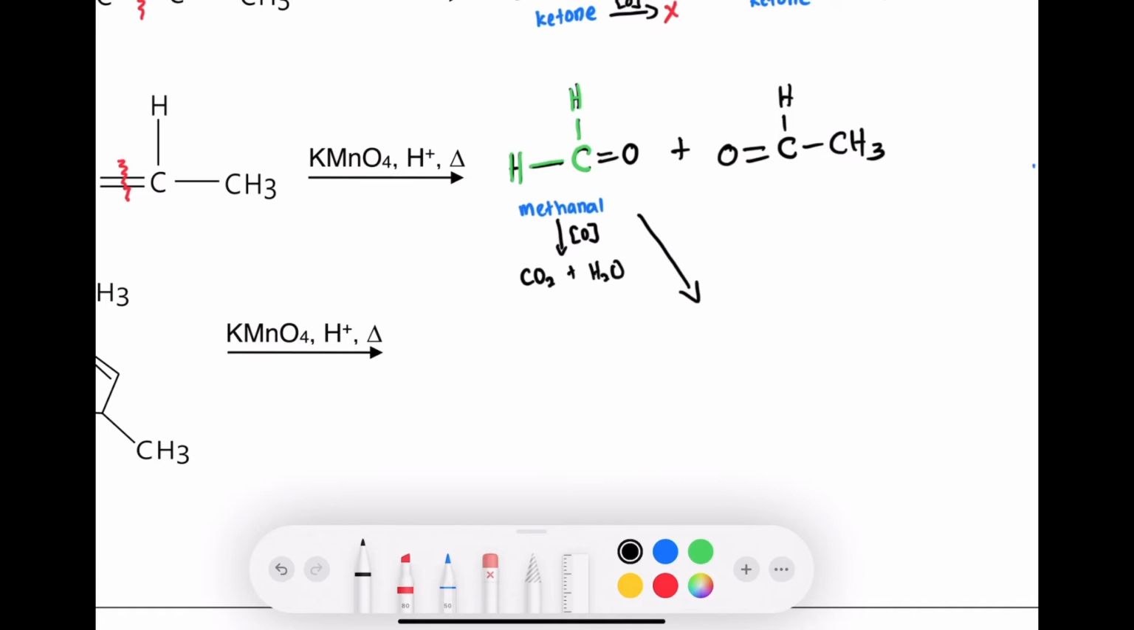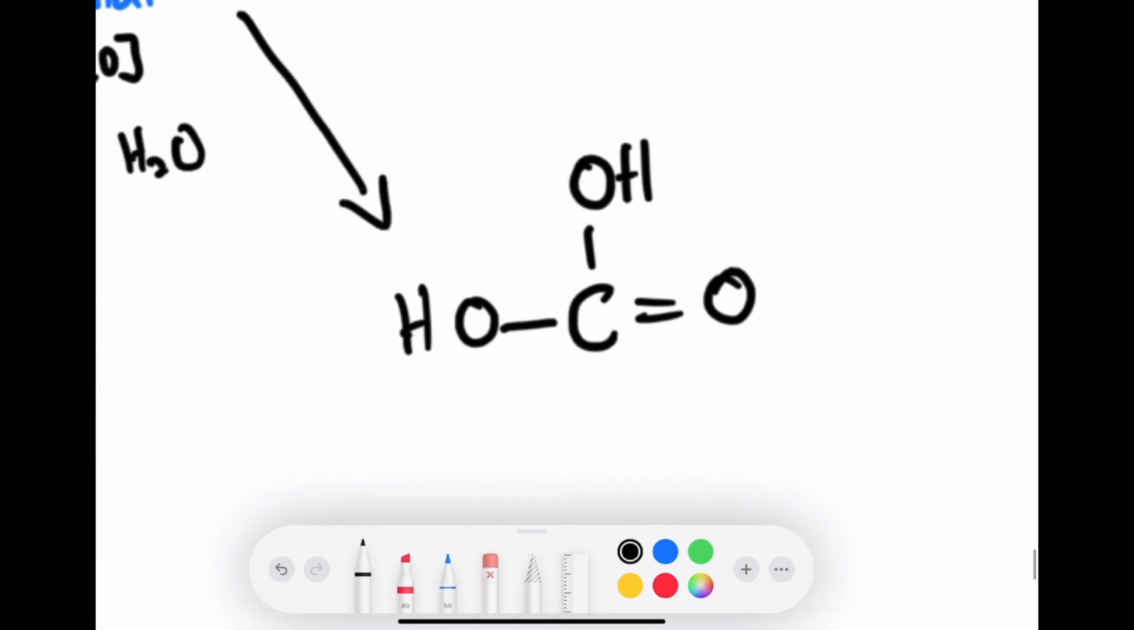Okay, so what will happen? The H will eventually be added with O, and this one also O, like this. The H will be added with O. But this is not a stable product, okay? This is not a stable product.